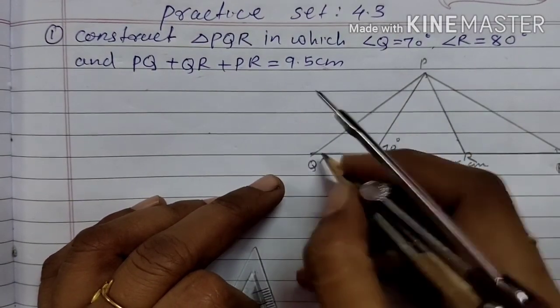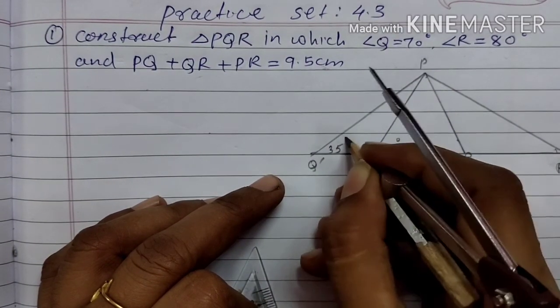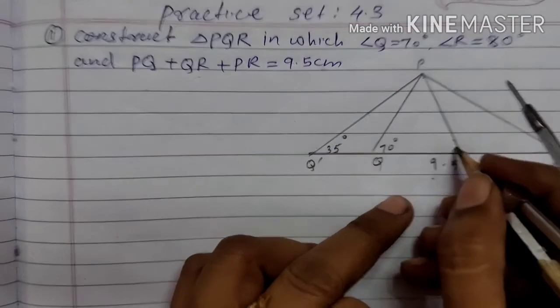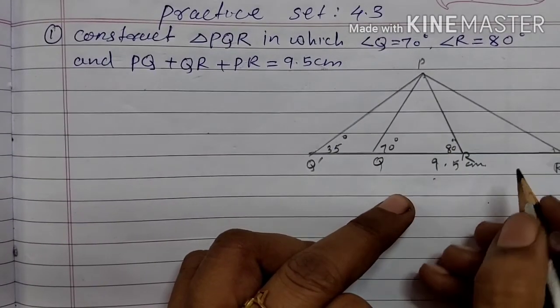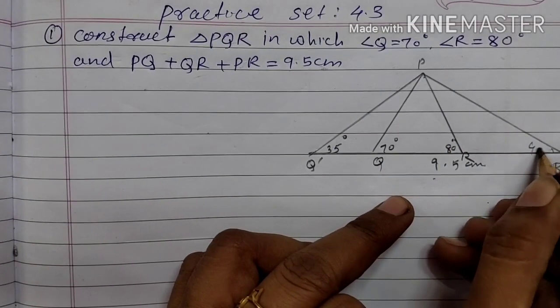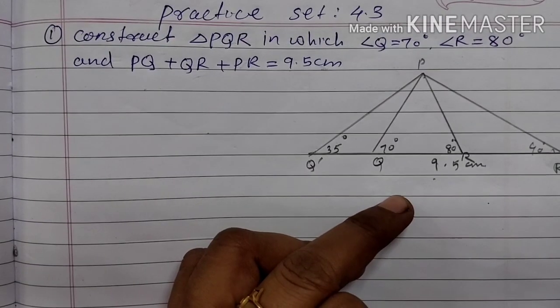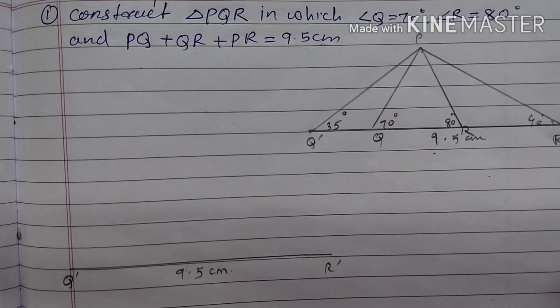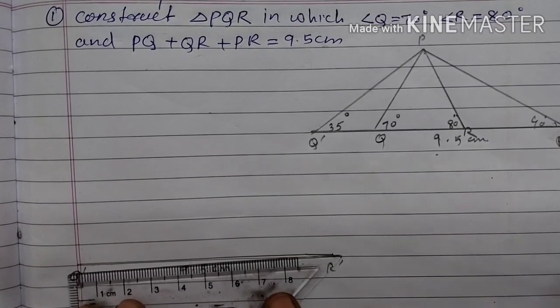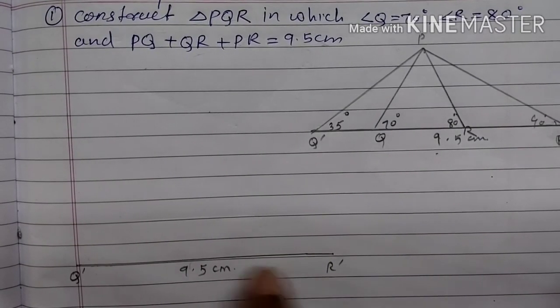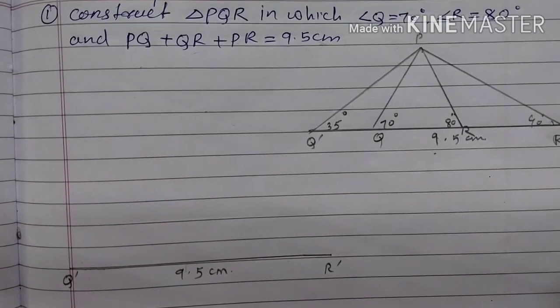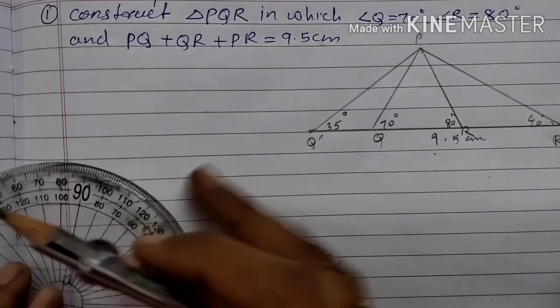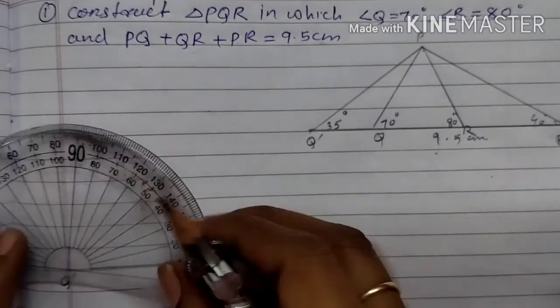Here angle Q is 70 degrees, so this angle Q dash is 35 degrees, and angle R is 80 degrees, so angle R dash is 40 degrees. So let's start the fair construction. First of all, draw base Q dash R dash, 9.5 centimeters. Then draw the angle rays, angle Q dash 35 degrees and angle R dash 40 degrees.